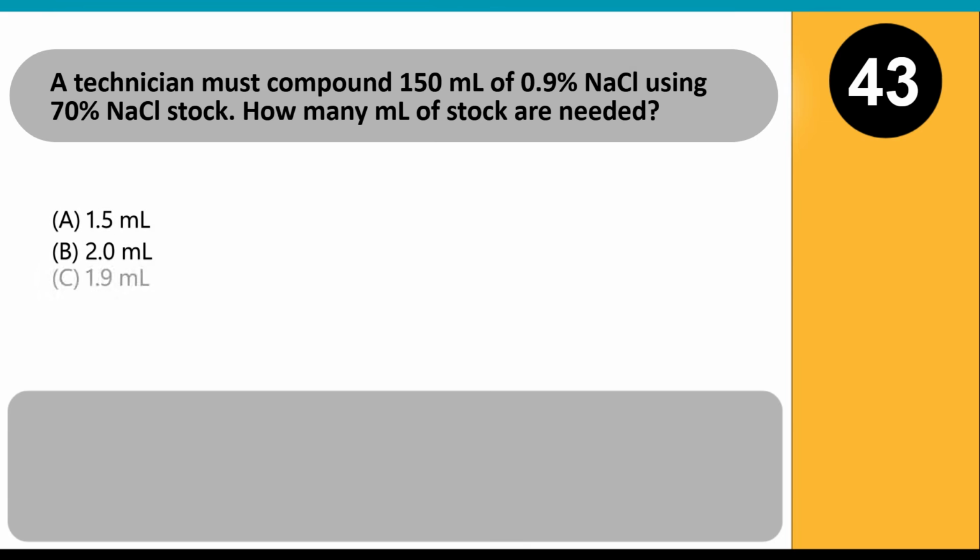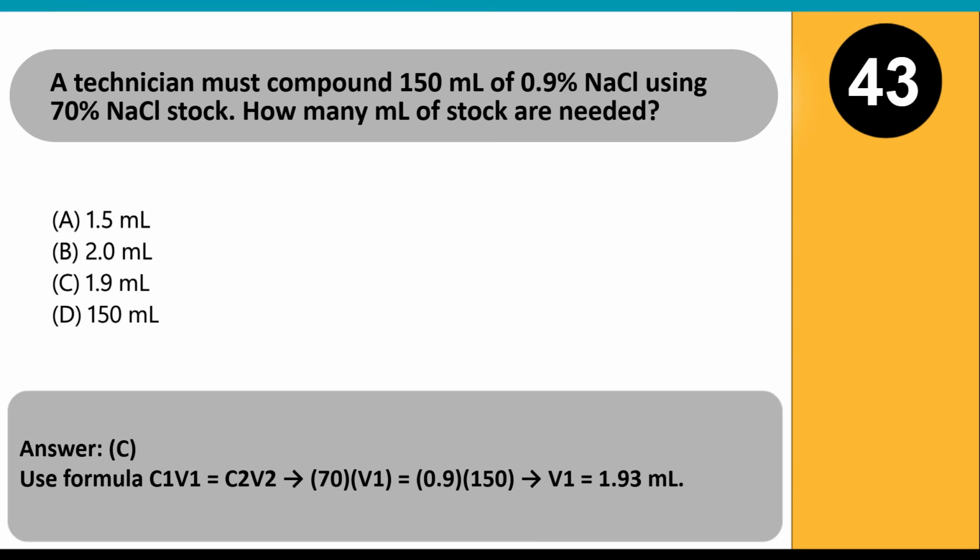A technician must compound 150 ml of 0.9% NaCl using 70% NaCl stock. How many ml of stock are needed? A. 1.5 ml. B. 2.0 ml. C. 1.9 ml. D. 150 ml. Answer: C. Use formula C1V1 equals C2V2, 70 × V1 equals 0.9 × 150, V1 equals 1.93 milliliters.